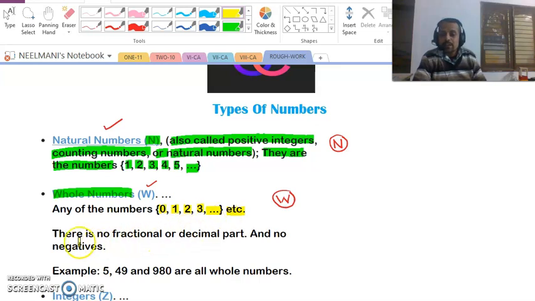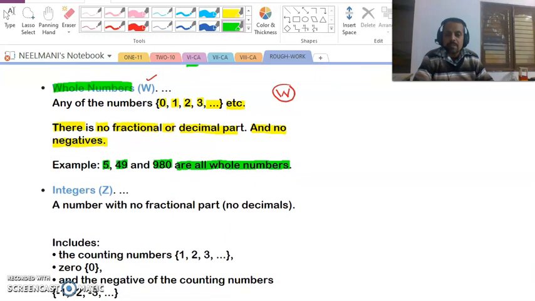There is no fractional or decimal part. Remember, one important heading here is that no fractional or decimal part and no negatives come under the category of whole numbers. For examples we can take 5, 49 and 980. These all come under the capital W, that is called whole numbers. So this is the meaning of whole numbers.